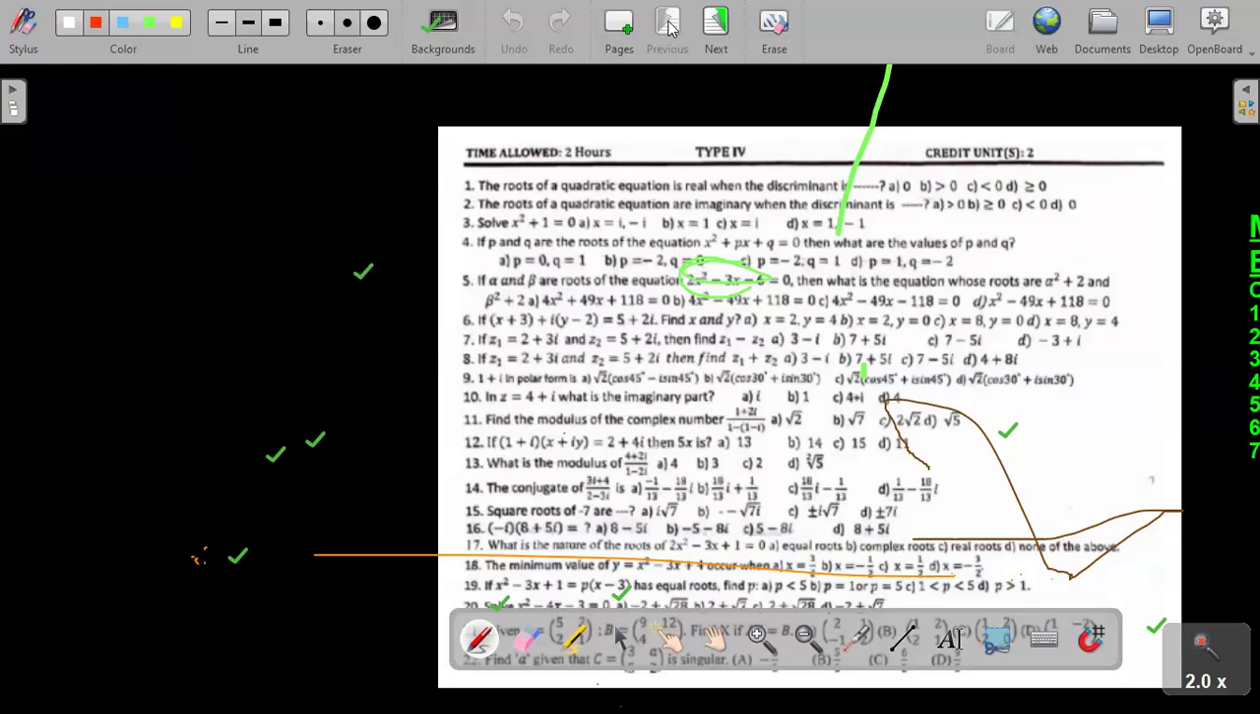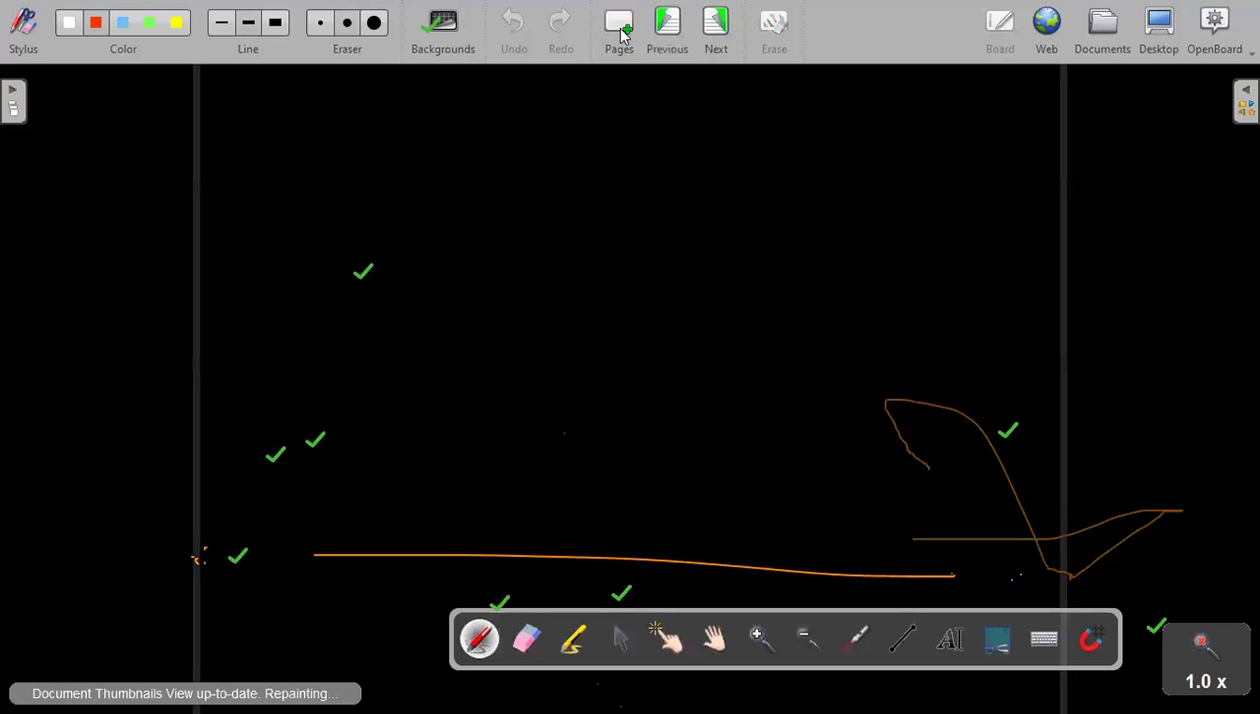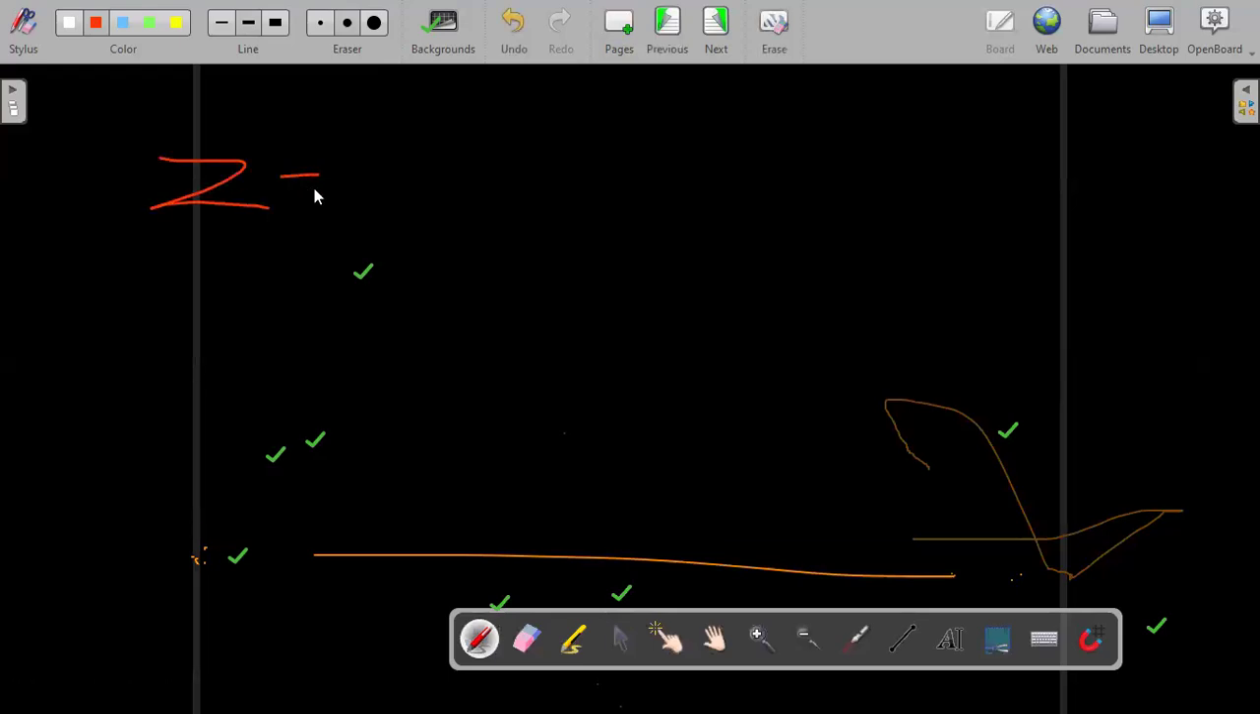Then question 9 is also a complex number, but this one involves an argument and modulus. We are asked to convert the real and imaginary number to polar form. So how do you do that? So I have Z, which is given as 1 plus i.